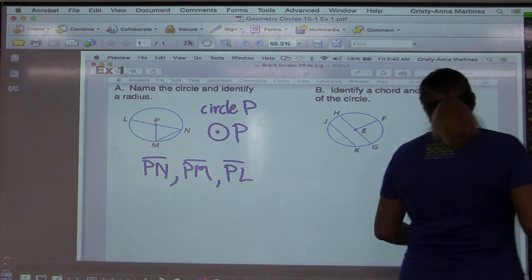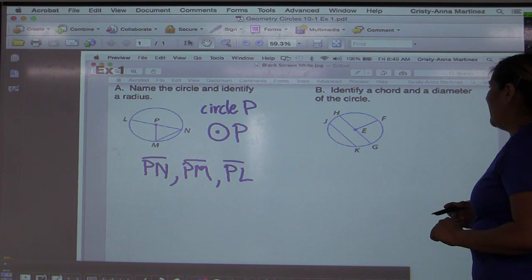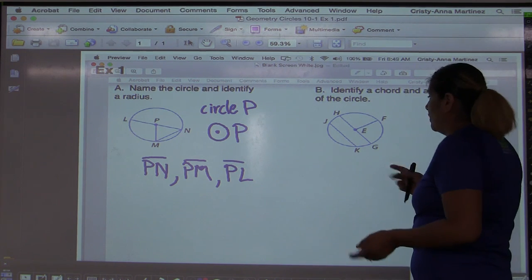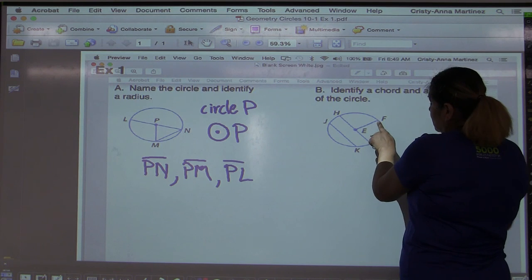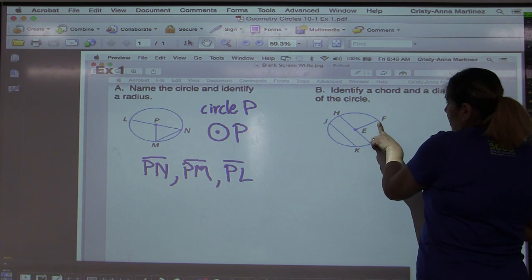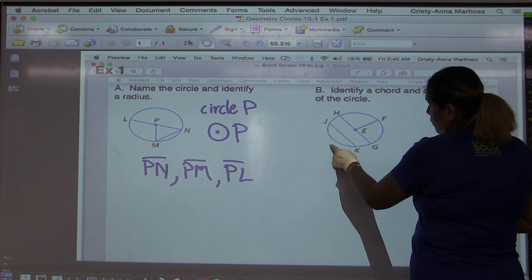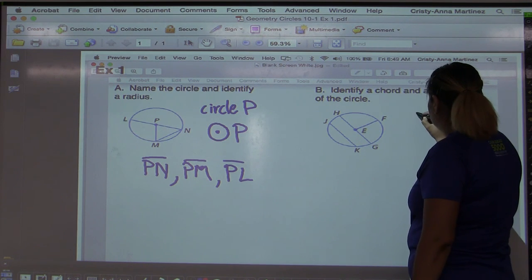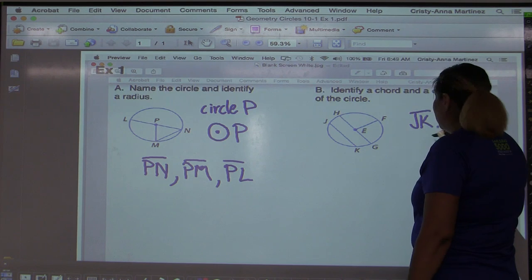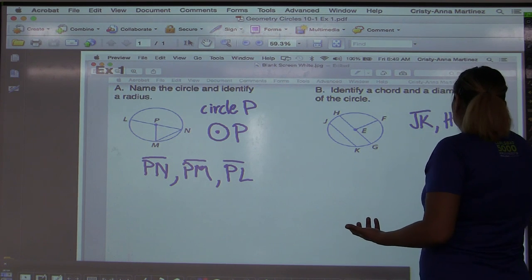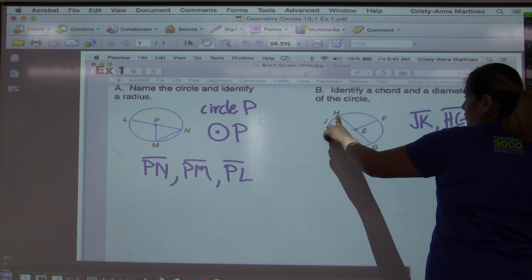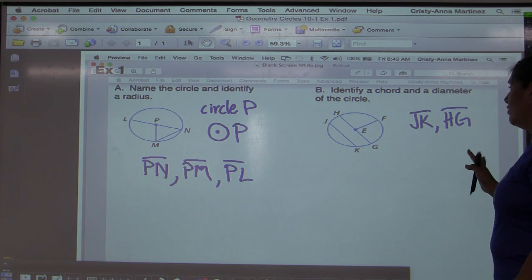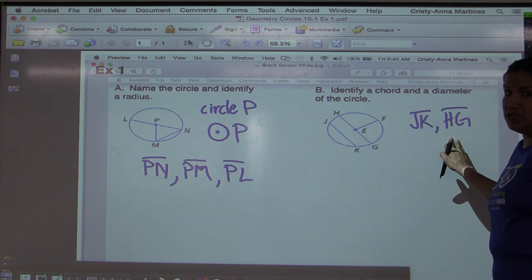In part B, identify a chord and a diameter of the circle. For chords, you actually have 2 chords. This is not a chord because it only has one endpoint on the circle, and the other endpoint is not on the circle. So JK is a chord, but technically so is HG, because it's also got two endpoints on the circle. And so for the first part, JK or HG would work.